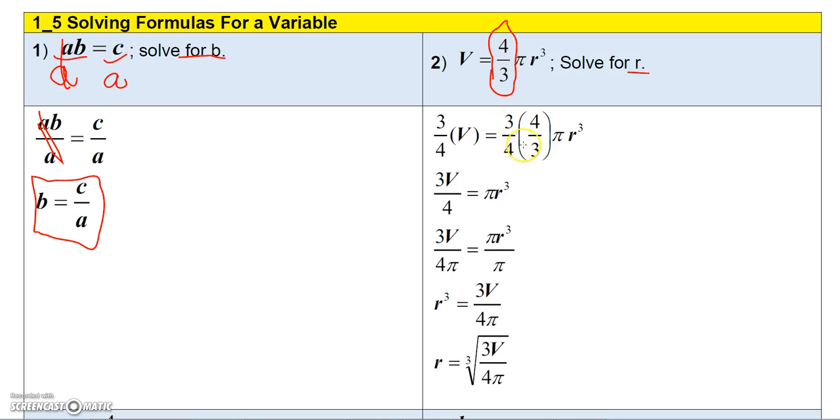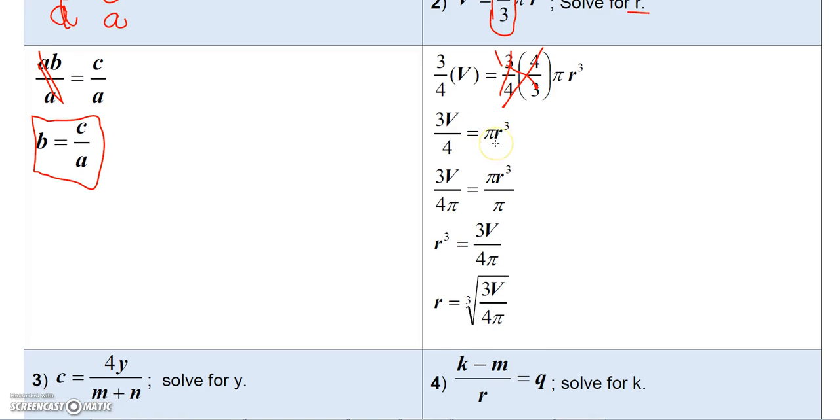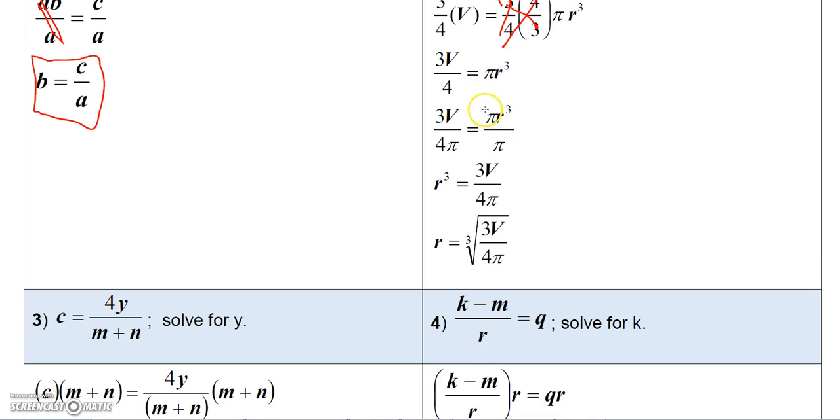Now if I multiply the right side by 3/4, I must also multiply on the left side by 3/4. So on the left side I'm going to have 3/4 times V, which can be written as 3V over 4. And on the right side, when I multiply 3/4 times 4/3, that's just going to be 1. So I have 1 times pi r cubed. Now remember I'm trying to solve for r, so let's get rid of the pi. To get rid of the pi, I'm going to divide both sides by pi. When I divide the right side by pi, pi over pi is 1, and that'll just leave me with 1 times r cubed, which is just r cubed.